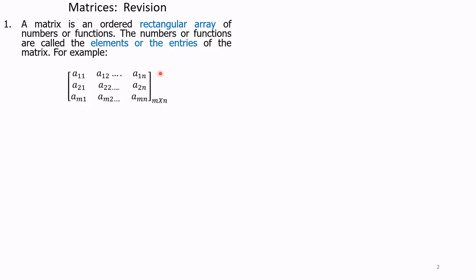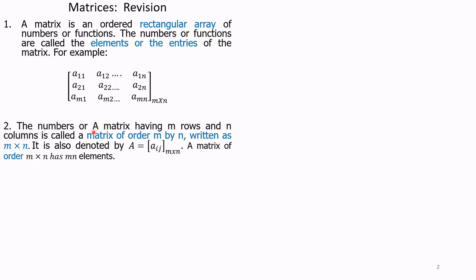For example, please see the matrix here. A11, A12, up to A1n form the elements of the first row. Similarly, the second row is A21, A22, A2n. And the last row is Am1, Am2 and Amn. The last element is Amn. So we have rows from 1 to m and columns from 1 to n.